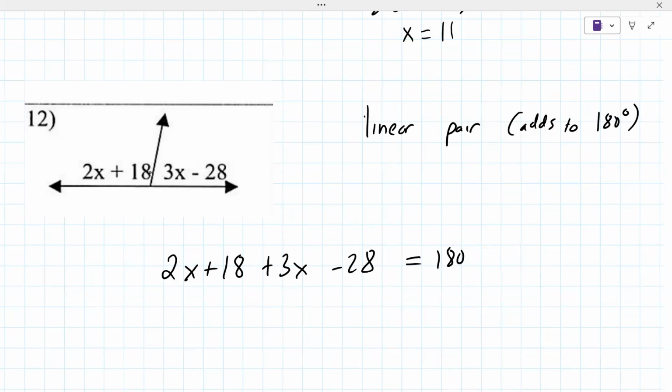All right. So I want you to add the like terms 2x and 3x together, add the 18 and the -18 together, and then you can attempt to solve this equation. It's a two-step equation. Okay.